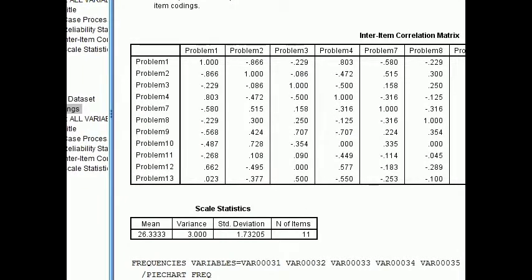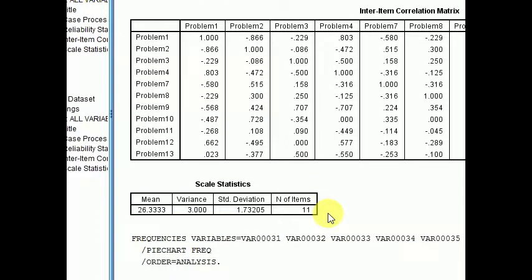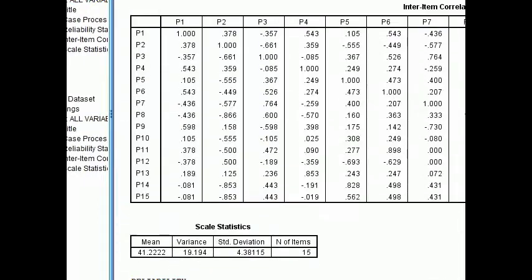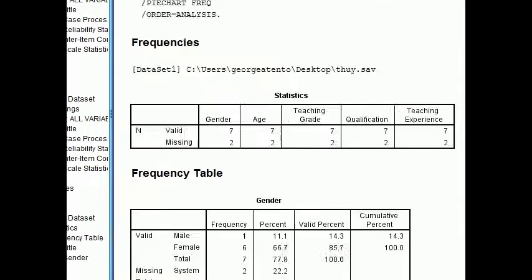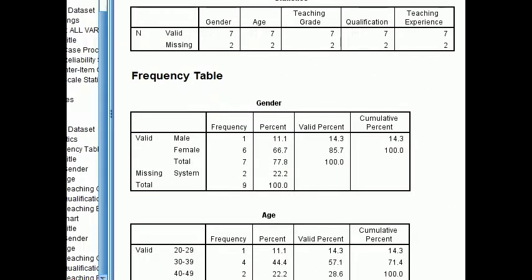SPSS is still processing it. Alright, so sorry about that. Where's that? The output is still not here. Where is it? Okay, maybe it's in different output. No, it's still running. Okay, sorry about that.